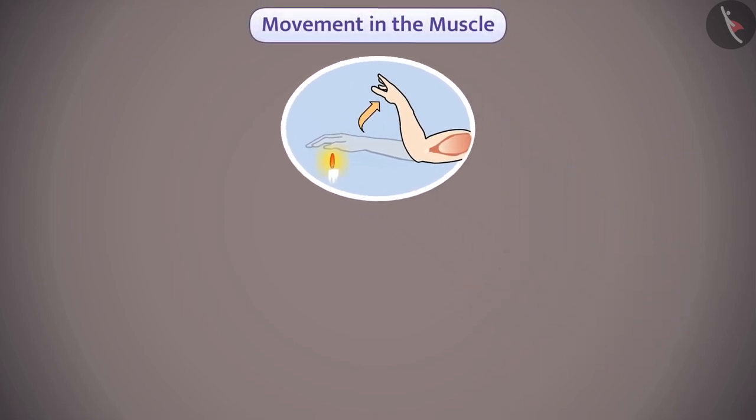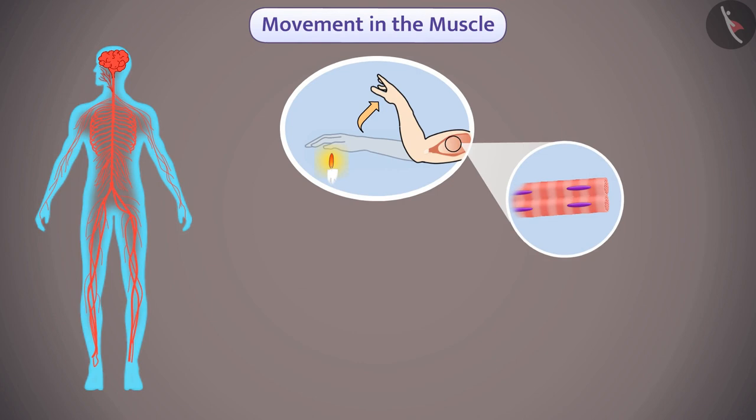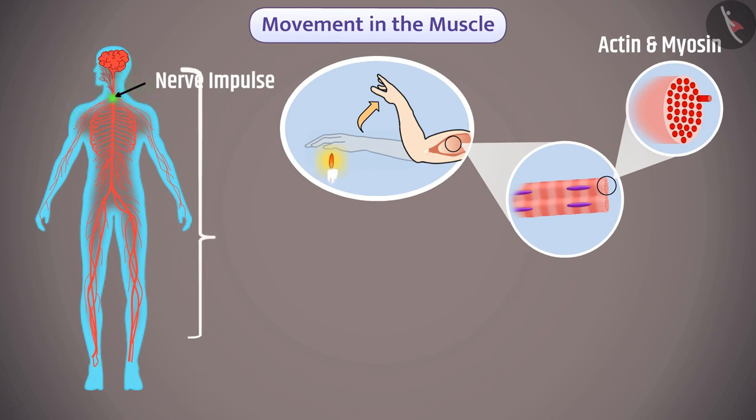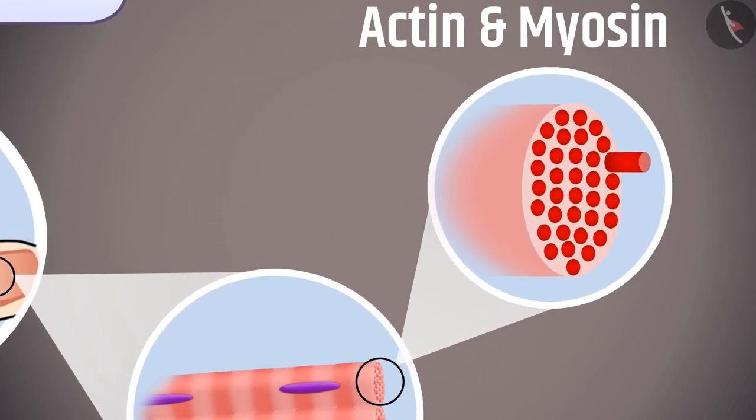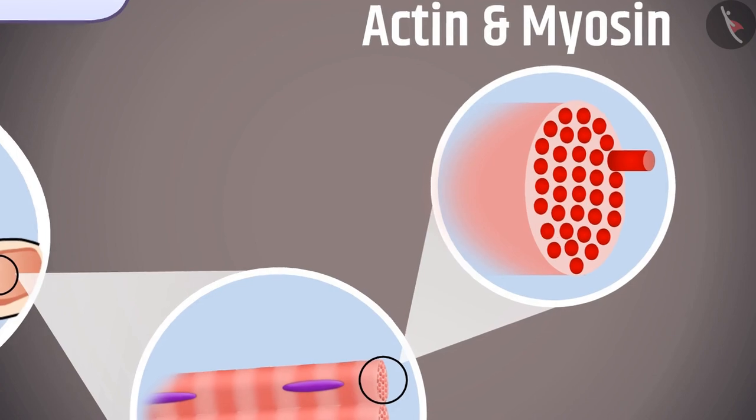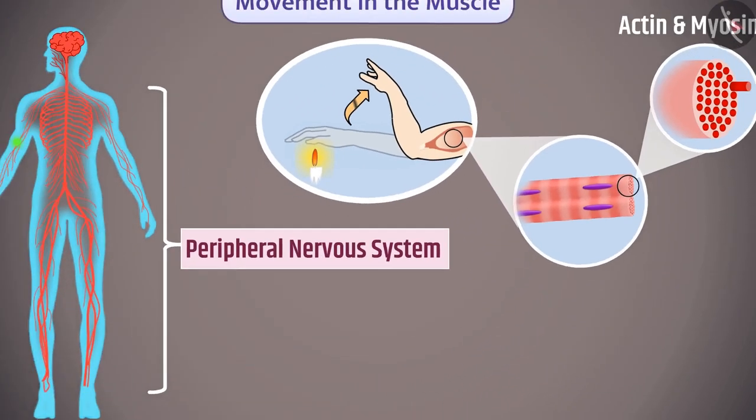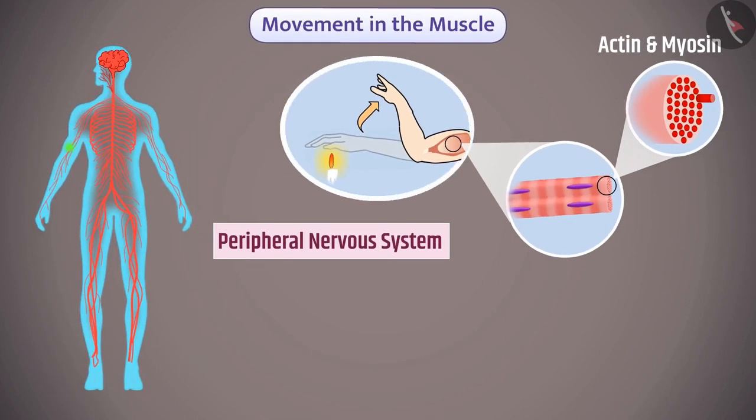Movement in the muscle. We know that muscle cells contain special types of proteins. When the nerve impulse reaches the muscle cell by the peripheral nervous system, the electrical impulse changes both the shape and arrangement of the protein. Due to this, the shape of the muscle changes, which causes muscular movement. Thus, the response is given.